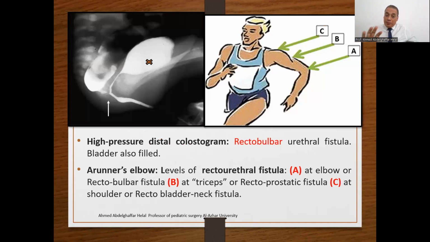This image is very important. This is a high-pressure distal colostogram demonstrating that there is a rectourethral fistula. As we see, this is the fistula and there is a filling of the urinary bladder.